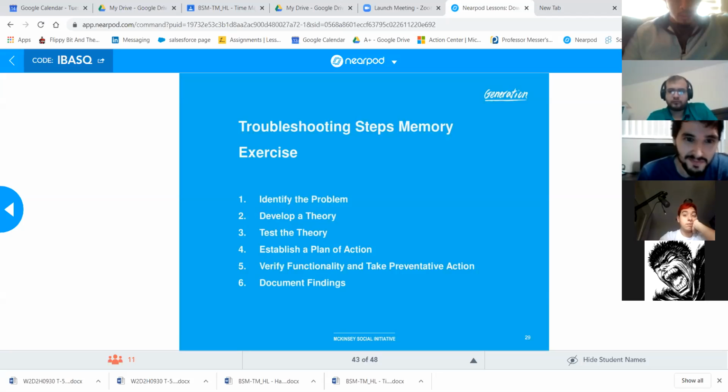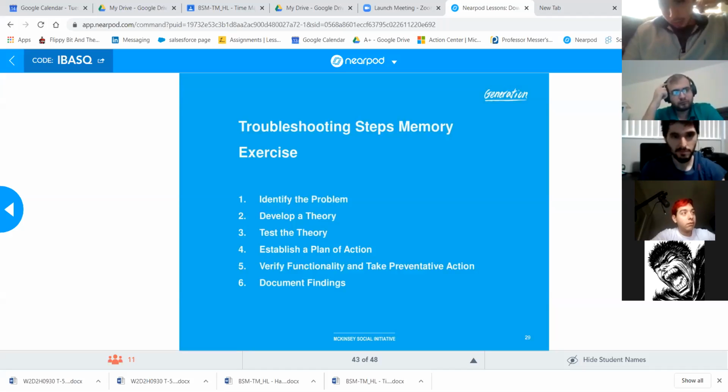Troubleshooting steps memory exercise. I'm going to break you guys up into your rooms. Here's your little answer sheet of the troubleshoot steps memory exercise. Identify the problem, develop a theory, test the theory, establish a plan of action, verify functionality, and take preventive actions. Next was to document findings.